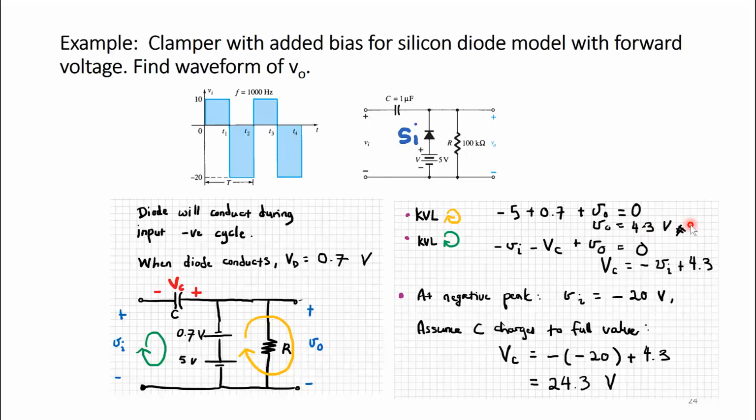Okay. And if I do KVL along this loop at the left, why are we doing this? Because we want to find the value that the capacitor will be charged to at the fullest value, because when it's non-conducting, I need to carry that value of VC. So I get negative V in minus VC plus V out equals 0. So VC is negative V in plus 4.3. And at the negative peak, V in is negative 20 volts. So assuming that C charges to a full value, VC is going to be equal to 24.3 volts and not 25 volts as in the previous example, because of the existence of the 0.7 forward voltage.